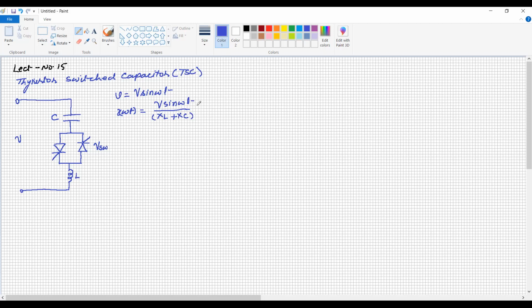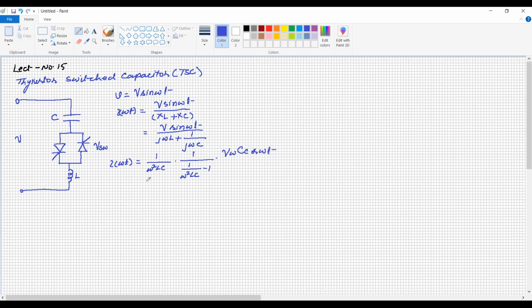Okay, and it is equal to V sine omega t divided by j omega L, where L is the inductance, plus 1 upon j omega C. And finally, we can write the equation of current I(omega t), which is equal to 1 upon omega square LC into 1 upon omega square LC minus 1 into V omega C cos of omega t.